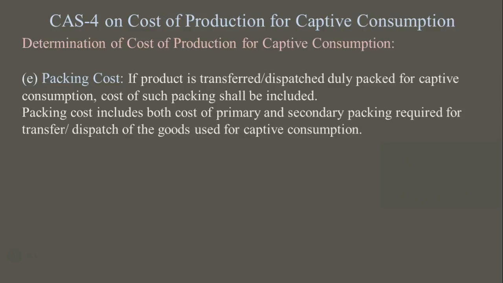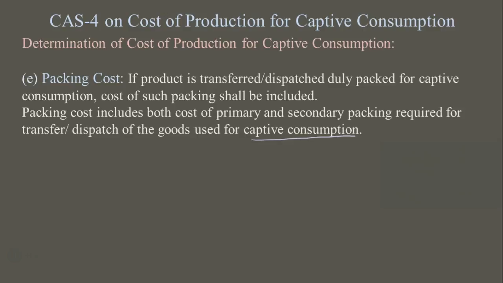Okay guys, we have to include the packing cost also. And packing cost includes both the cost of primary and secondary packing. We have to include both types of cost, primary and secondary. These costs are required for transfer or dispatch of the goods used for captive consumption. So packing cost is also part of the cost of production for captive consumption. Packing is for transfer and dispatch of our duly packed goods for captive consumption, and the cost of such packing shall be included under packing cost.